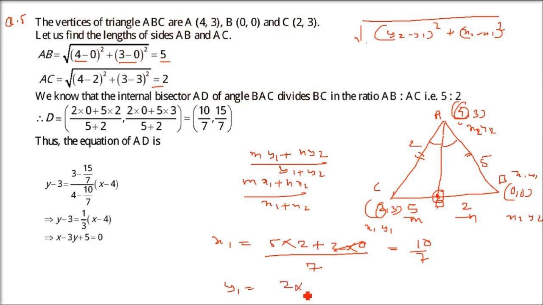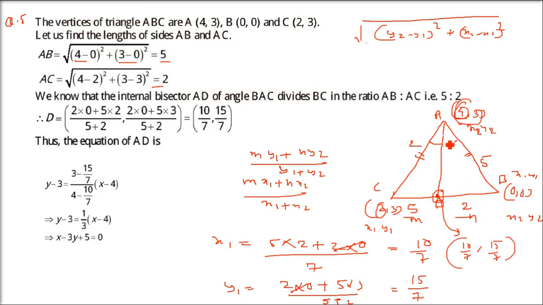Now put the values down. So 2 into 0 plus 5 into 3 by 5 plus 2. This is going to be 15 by 7. So these are the points. The x coordinate is 10 by 7. Point D is 10 by 7 and 15 by 7.